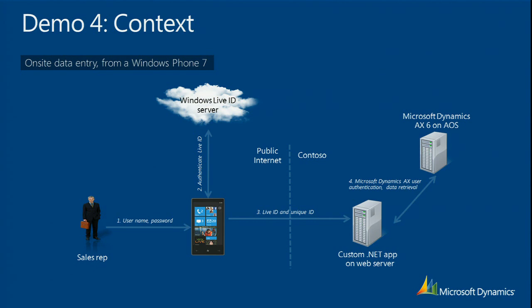The idea here is that the custom .NET application on the web server is a trusted application, because that server actually will use the proxy account, which has very high privileges, to talk to AOS, and forwards the user ID from which the original request came. So this is important to keep in mind. This is basically how we can implement those different authentication mechanisms in Dynamics AX or in this mobile application. And eventually, the data comes back from Dynamics AX, and we can return it to the mobile device and display it in some form.